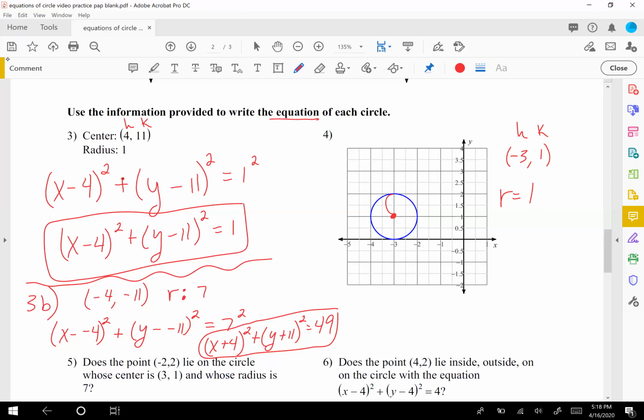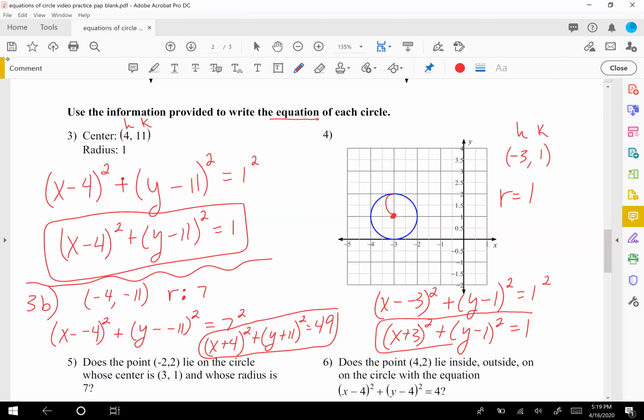And now we will write the equation. X minus -3, squared, plus Y minus 1, squared, equals 1 squared. Now just clean it up. X minus -3 is X plus 3, squared, plus Y minus 1 is going to stay the same, and then 1 squared is just 1. So there we go.